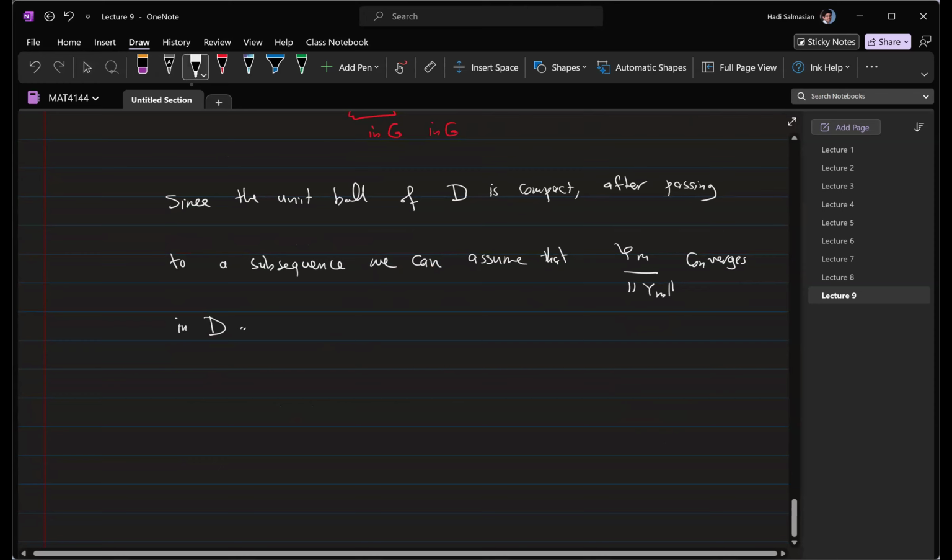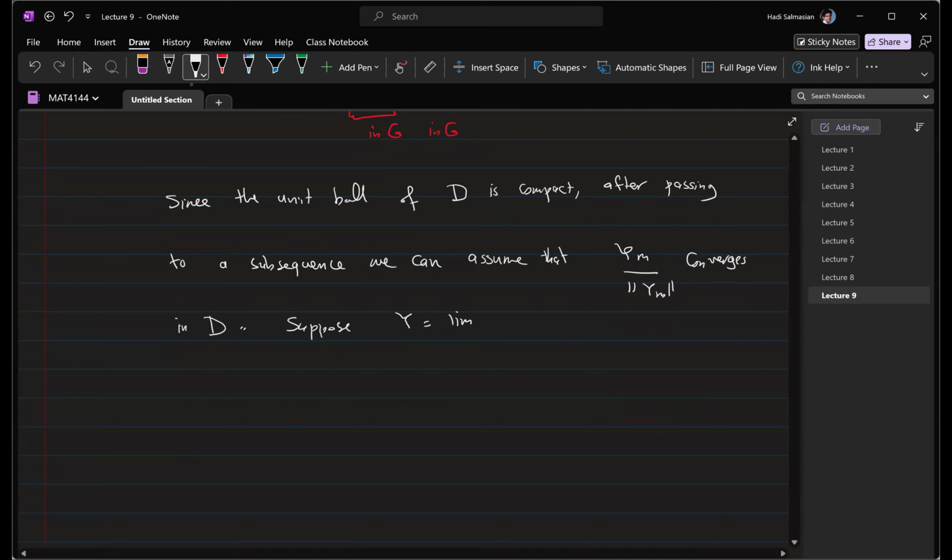These are all normalized, so they lie on the boundary of this unit ball, and that ball is compact, so it will have a convergent subsequence. And now, what is this limit? Suppose that y equals the limit of the ym divided by the norm ym.